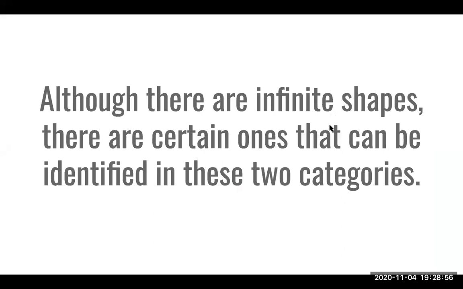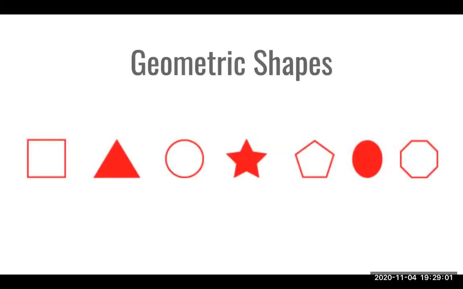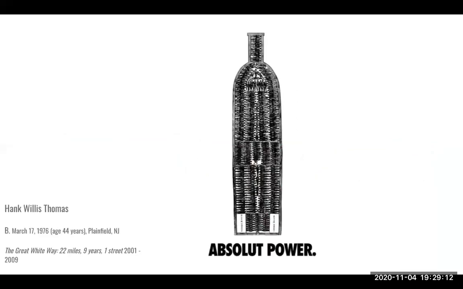Although there are infinite shapes, there are certain ones that can be identified in these two categories. Geometric shapes, such as a square, star, hexagon, pentagon, things that we know within geometry. And this is an artist, Hank Willis Thomas, and this is a piece called Absolute Power. I thought this was a really good, very simple shape in this image. And the overall meaning and the concept is quite heavy.